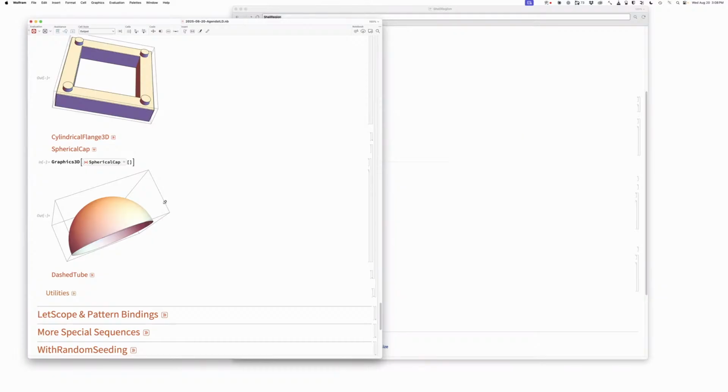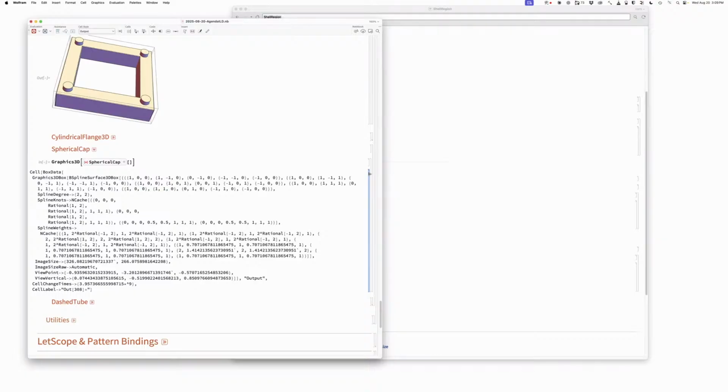I was gonna ask, can't we do this through sphere? What are the boxes on that? If you unformat that cell, the graphic... okay, it's turned into a B-spline surface. Yeah.